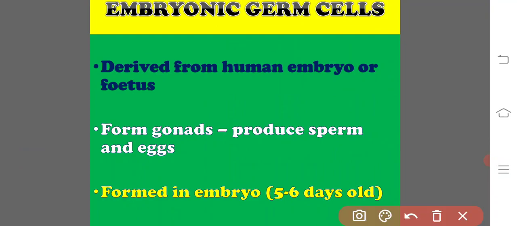Whereas embryonic germ cells are derived from the part of the human embryo or fetus that will form the gonads of the embryo, ultimately producing eggs or sperm. These are formed in the embryo at 5 to 6 days old. Like adult cells, these cells are tissue specific and produce cells within the particular tissue or organ in which they are found.